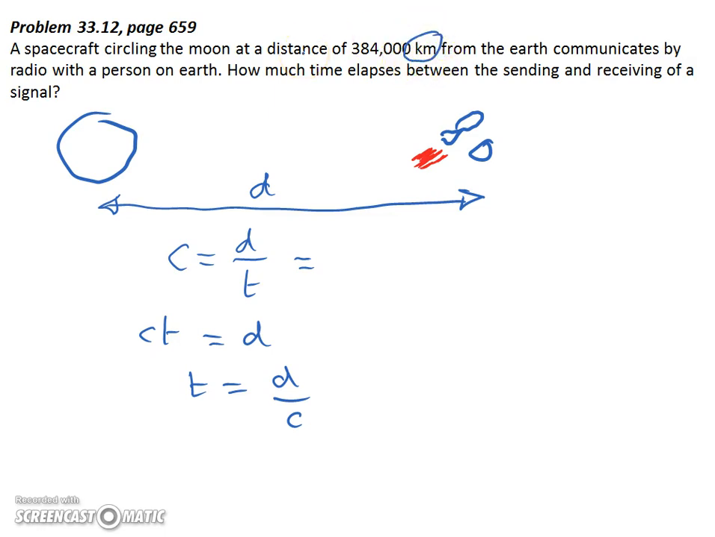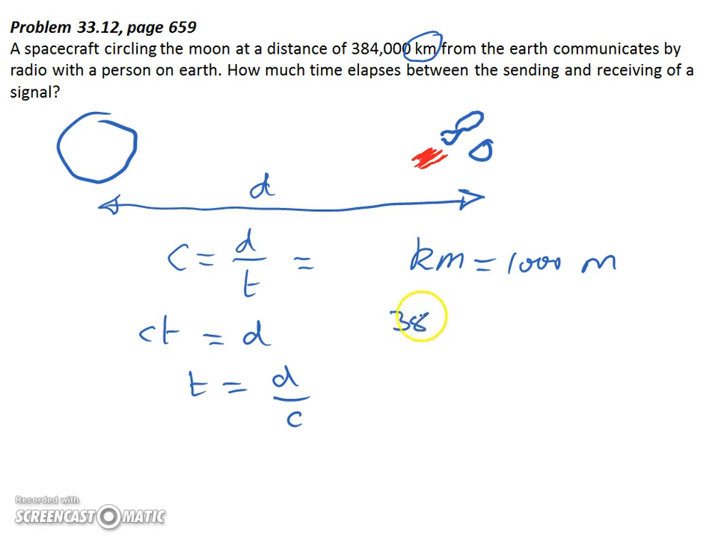Then the only other mistake we might make here is if we try to substitute directly a number in kilometers, because the assumption here, if t is in seconds, the velocity of light is in meters per second, and therefore the distance should be in meters. So we need to convert 384,000 kilometers into meters.